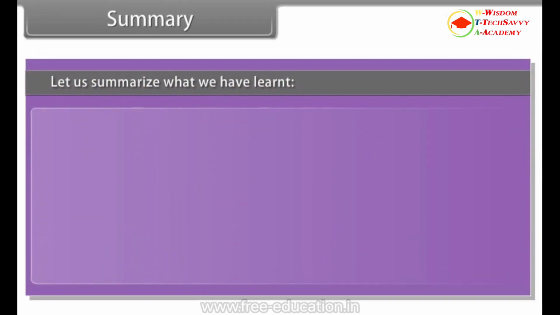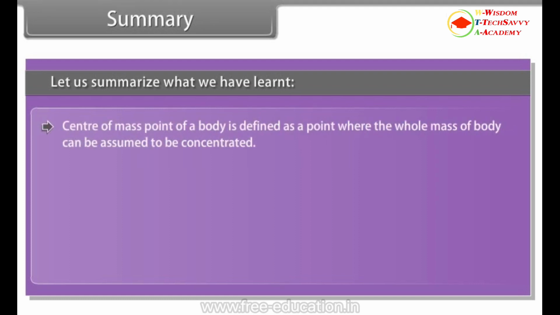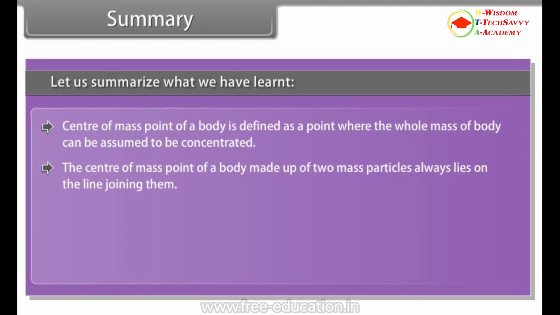Summary. Let us summarize what we have learnt. The center of mass of a body is defined as a point where the whole mass of the body can be assumed to be concentrated. The center of mass of a body made up of two mass particles always lies on the line joining them.